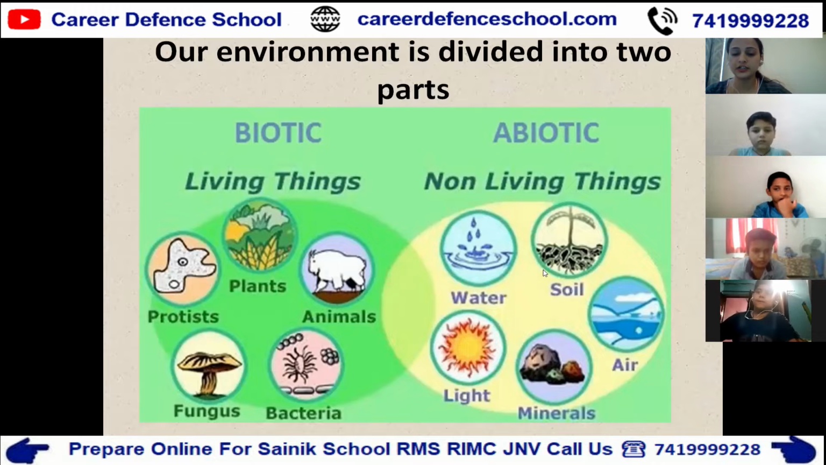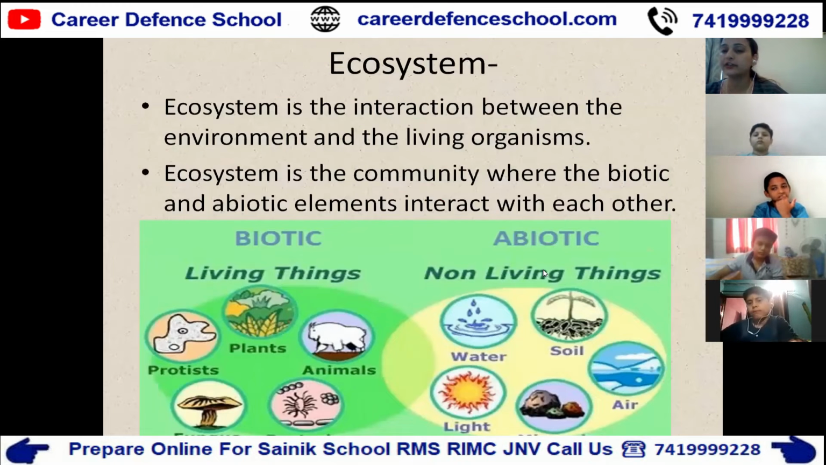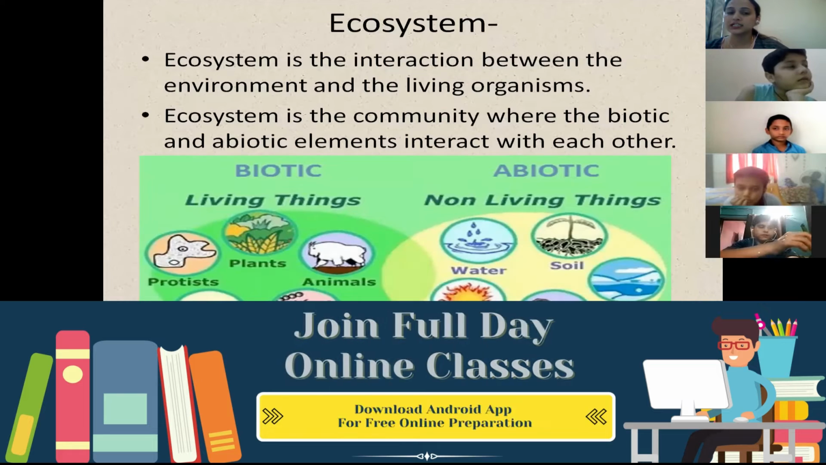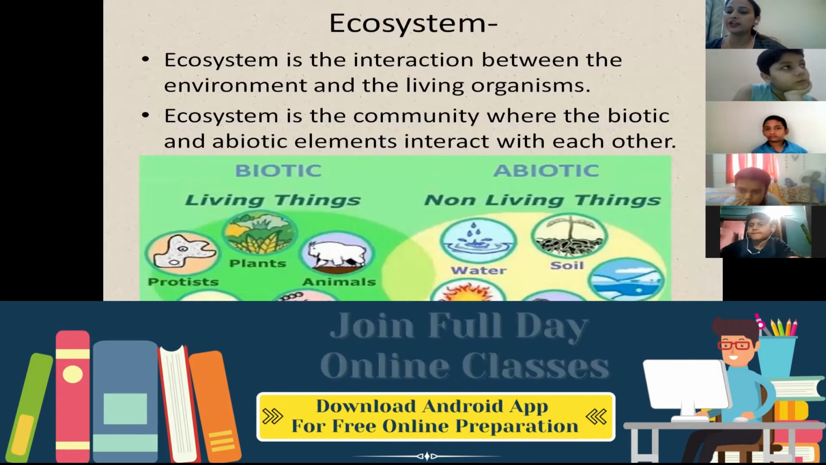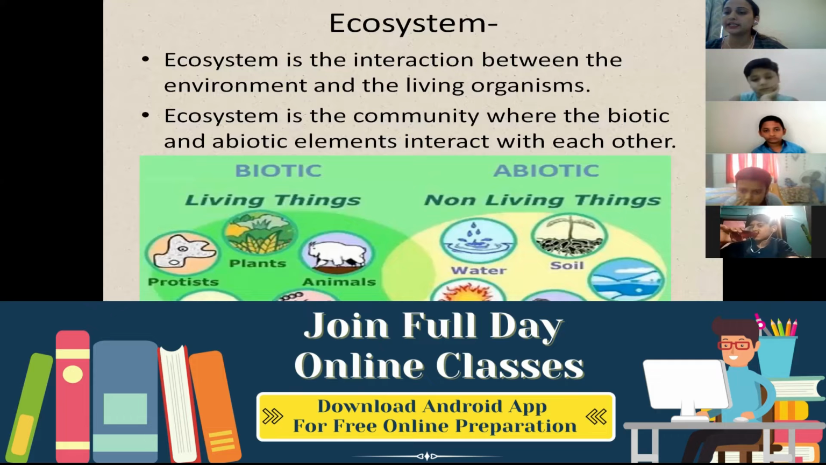When we interact with biotic or abiotic things, that term is called ecosystem. Clear, beta? What is environment and what is ecosystem? Environment consists of biotic and abiotic things. When we depend on or interact with abiotic or biotic things, that term is called ecosystem.